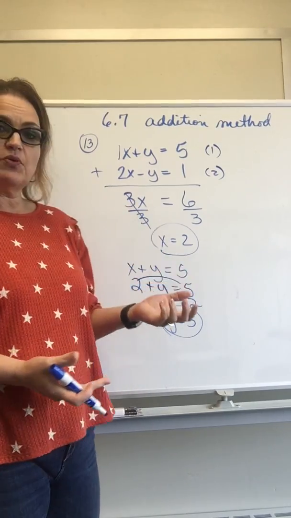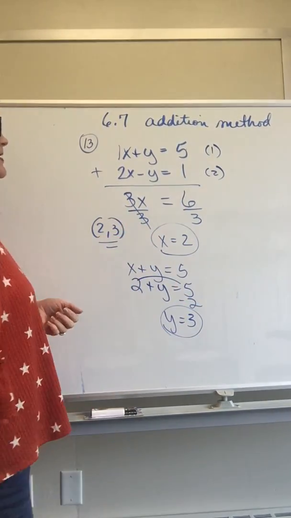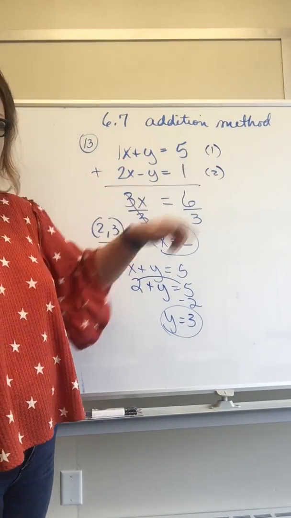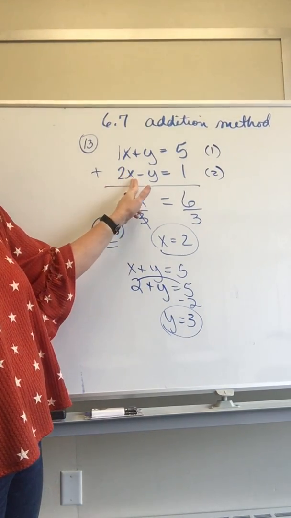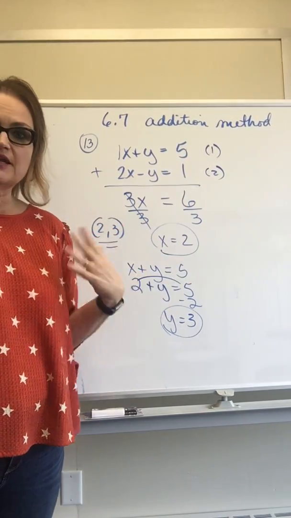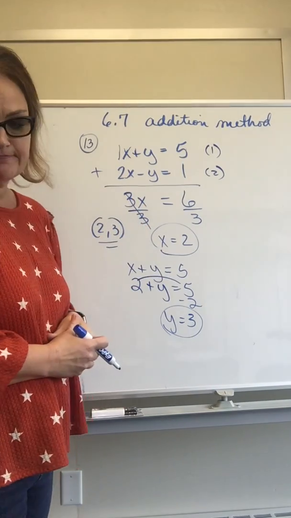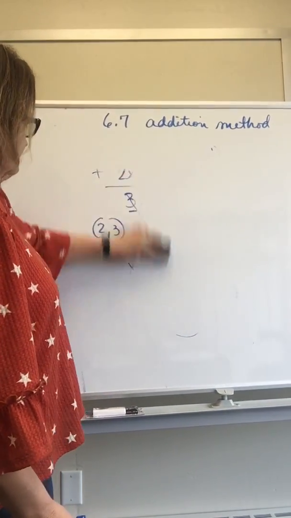The solution is the point x is 2, y is 3, the point (2, 3). You can see that works for both equations. 2 plus 3 is 5. And 2 times x is 2, right? 2 times 2 is 4. Minus y being 3, 4 minus 3 is 1. That is the one unique solution that works for both of those with the addition method. All right, so moving on to number 14.